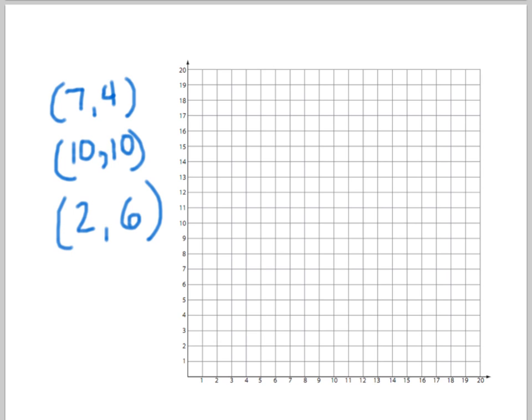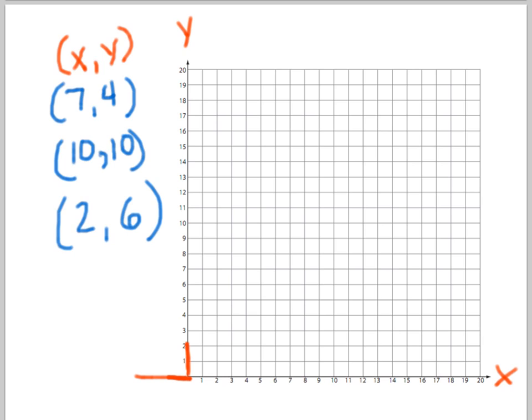So before we get busy, let's go ahead and review how you plot a point on a coordinate grid. So this horizontal axis down here, which one is that? X. And then going up and down with the vertical axis is the Y. Don't forget, it's X, Y on these coordinate points here.